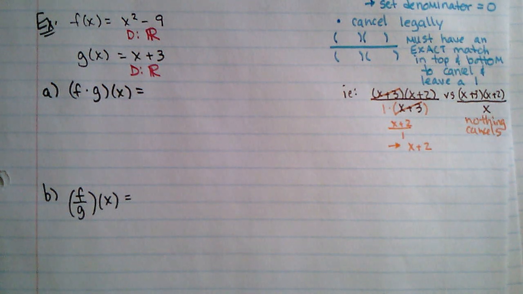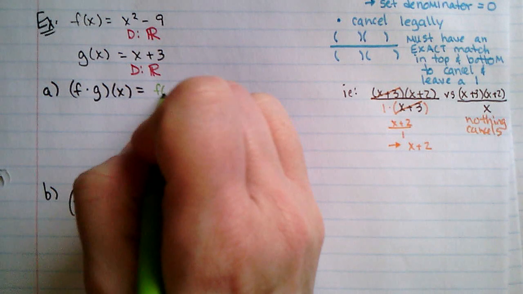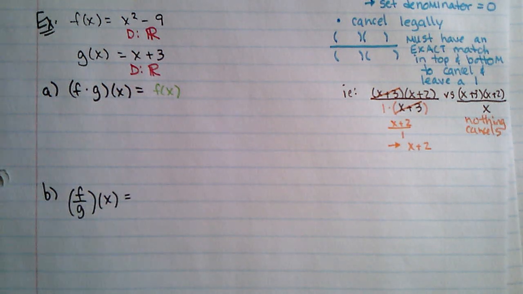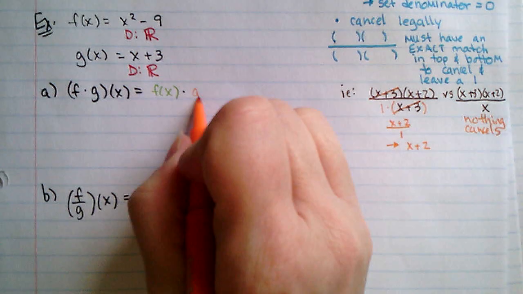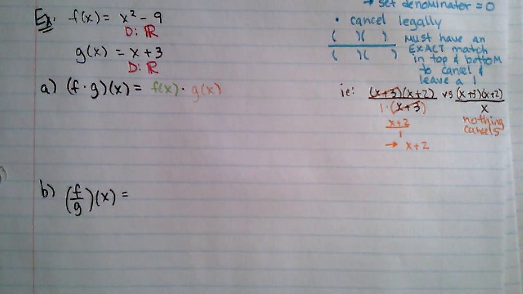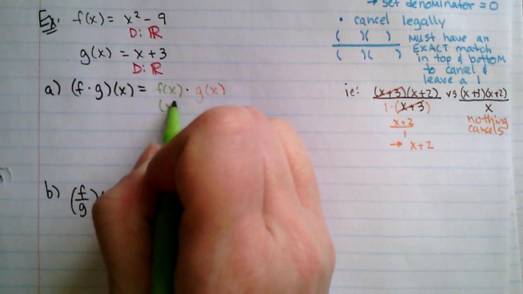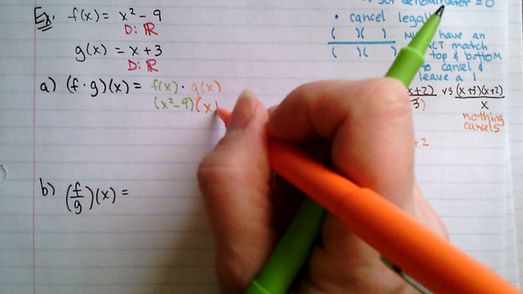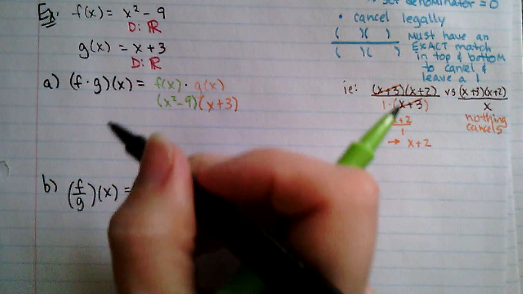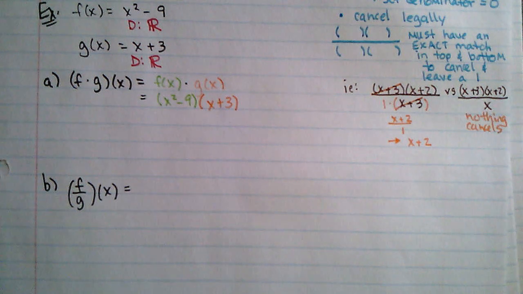To do f times g of x, what that means is I'm doing f of x and then multiplying that by g of x. So since I have more than one term, what I'm going to want to do is put f of x, which is x squared minus 9, inside a parenthesis, and then g of x as well, times x plus 3. And then I am going to be FOILing.